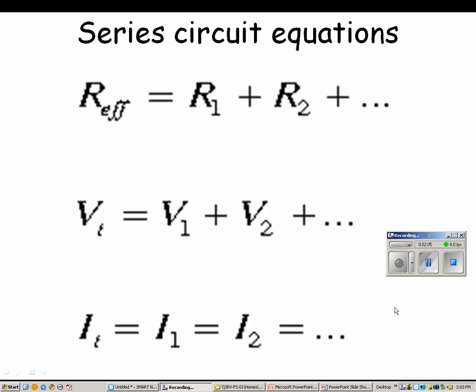So you're going to want to pause the video right now and write down all these equations here. That the effective resistance in a series circuit is R1 plus R2 plus whatever resistors are in series. The total voltage of the battery or the power supply is just the voltage drop across the first resistor plus the voltage drop across the second resistor plus the voltage drop across any other resistors. And this equation here says that the current coming out of the battery equals the current going through the first resistor, which equals the current going through the second resistor, and it equals the current going through any other resistors as well.